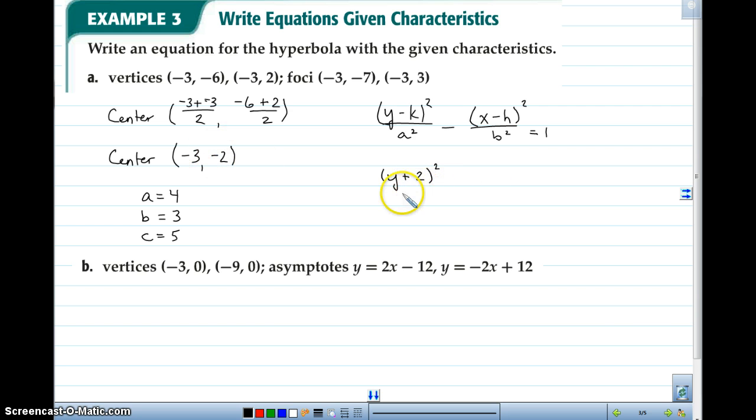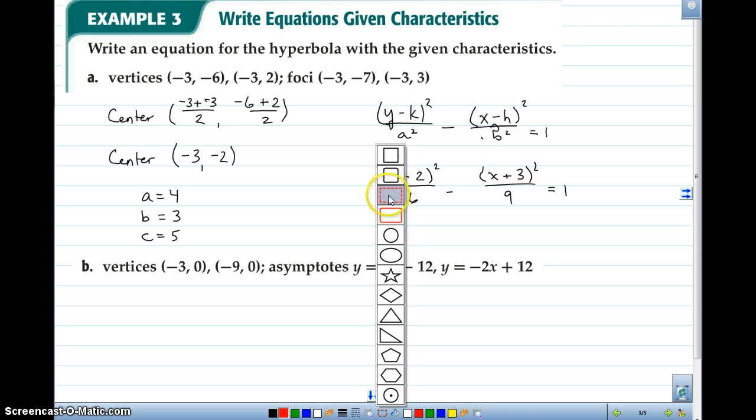Over a squared is 16, minus x plus 3, let's see if my pen will work. There we go. Plus 3 squared over b squared, which is 9, equals 1.